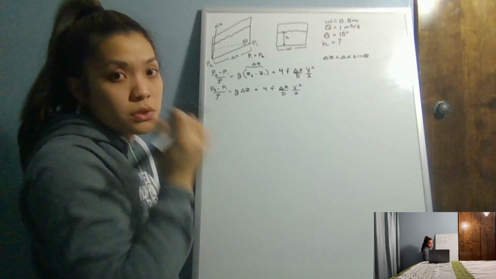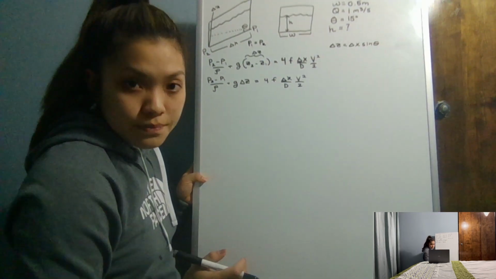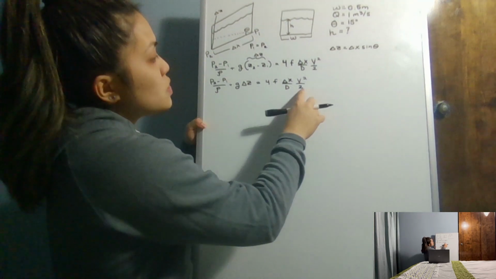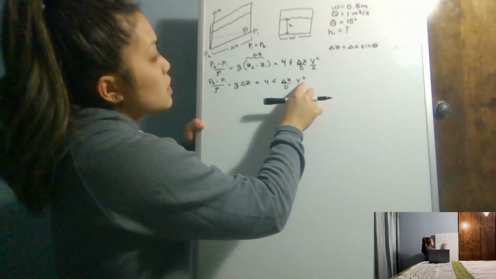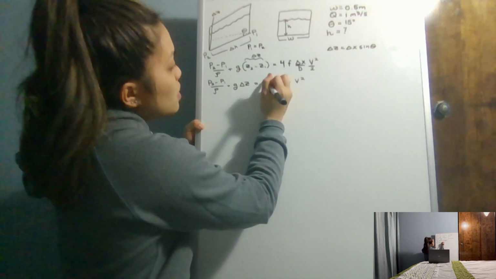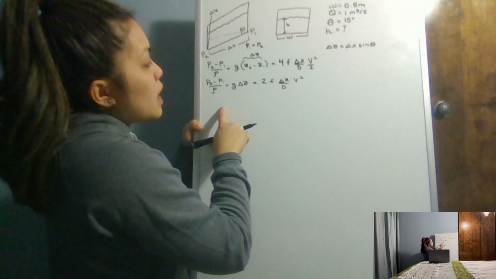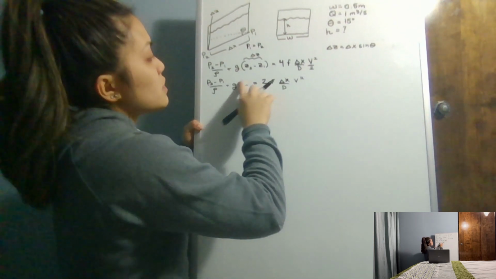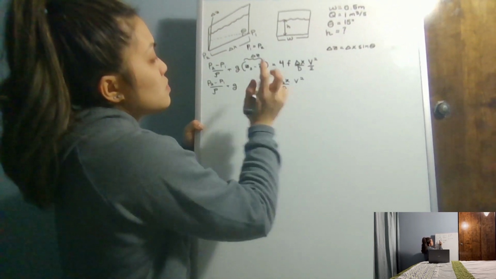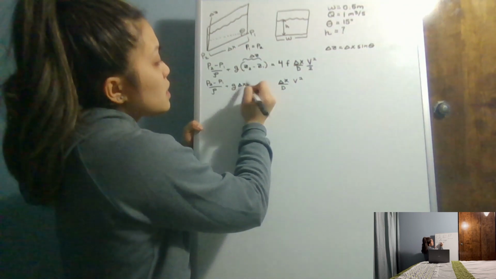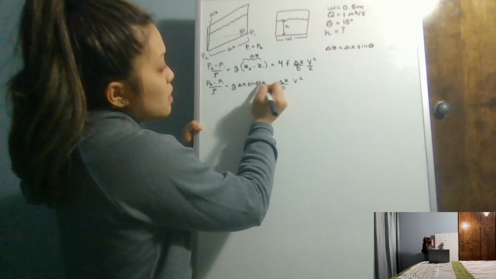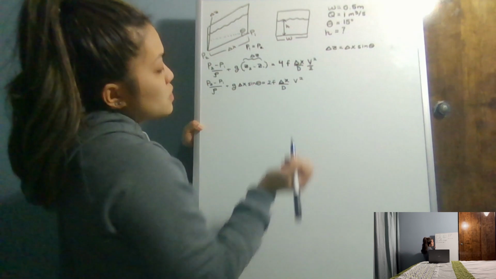What we can do is start simplifying this. The 4 and the 2 will cancel, leaving a 2 in the numerator. Then let's plug in for delta z. That's going to give us delta x sine theta equals 2 times the friction factor.